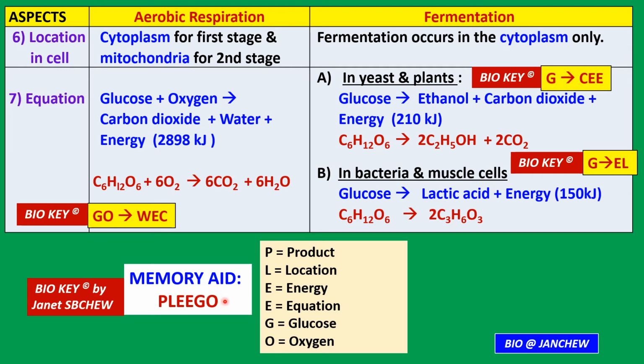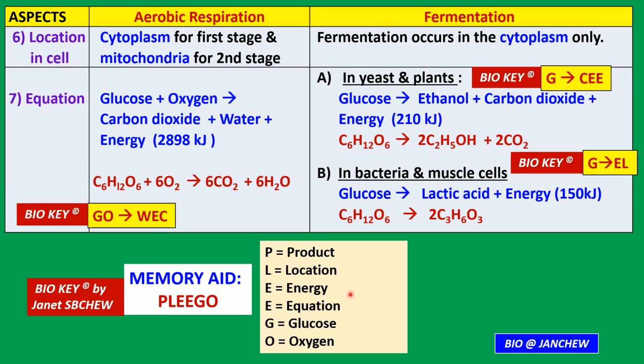So PLEGO. P for product. What are the products of aerobic respiration and fermentation? Okay, which you can find from your word equation. L for location. Where do these processes occur? As we have seen here under number 6, right? The location in the cell.